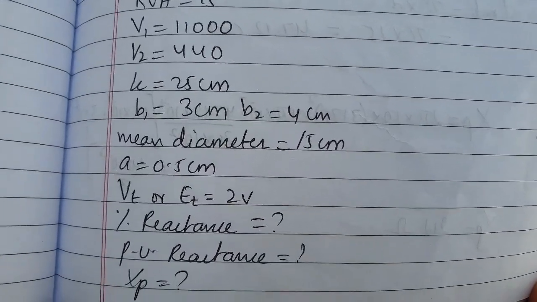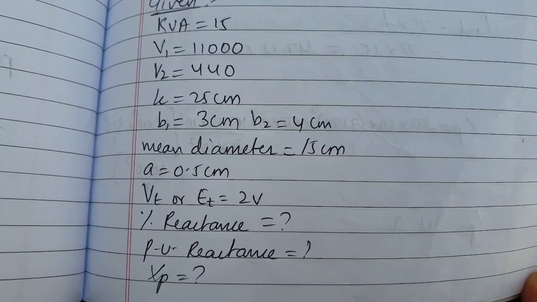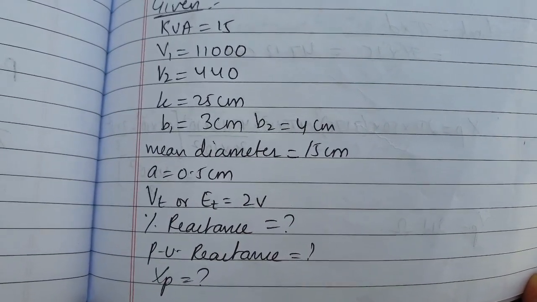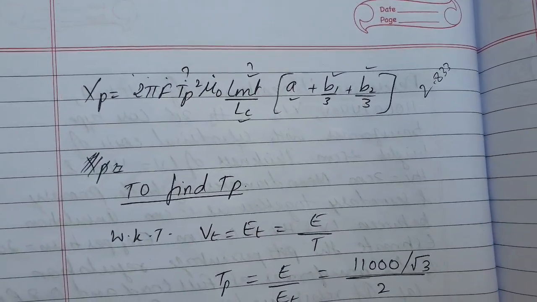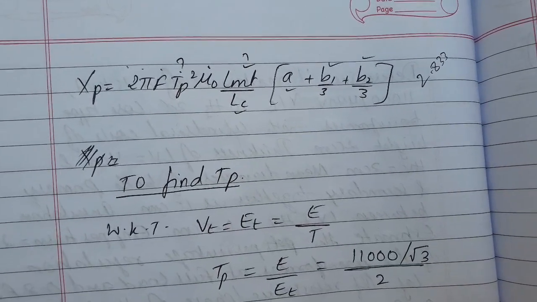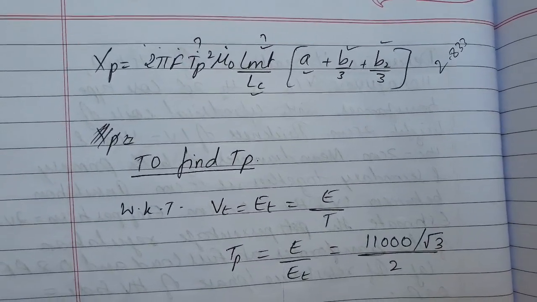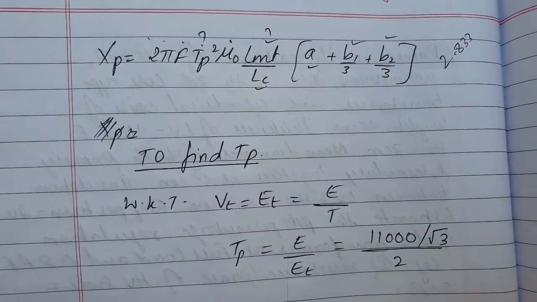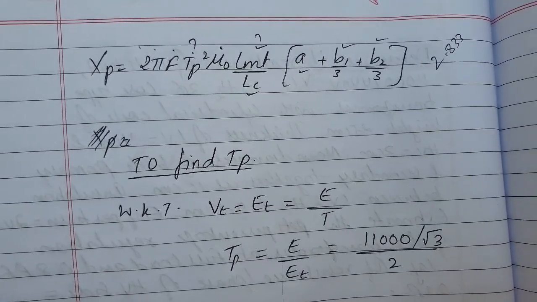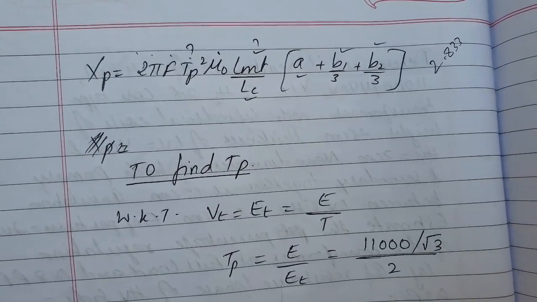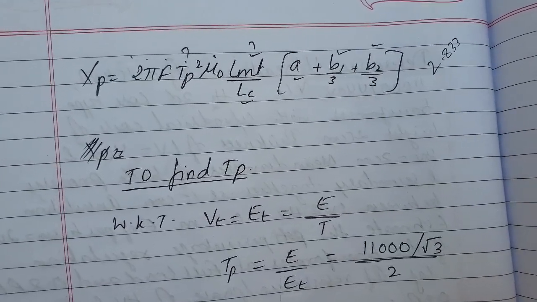So here we are supposed to calculate percentage reactance, per unit reactance and reactance with respect to primary. To solve this numerical, follow the steps what we have done in the previous numerical. XP or leakage reactance is given as XP is equal to 2 pi f Tp square mu naught LMT by LC into A plus B1 by 3 plus B2 by 3. Try to understand what are the given things and what we are supposed to calculate.